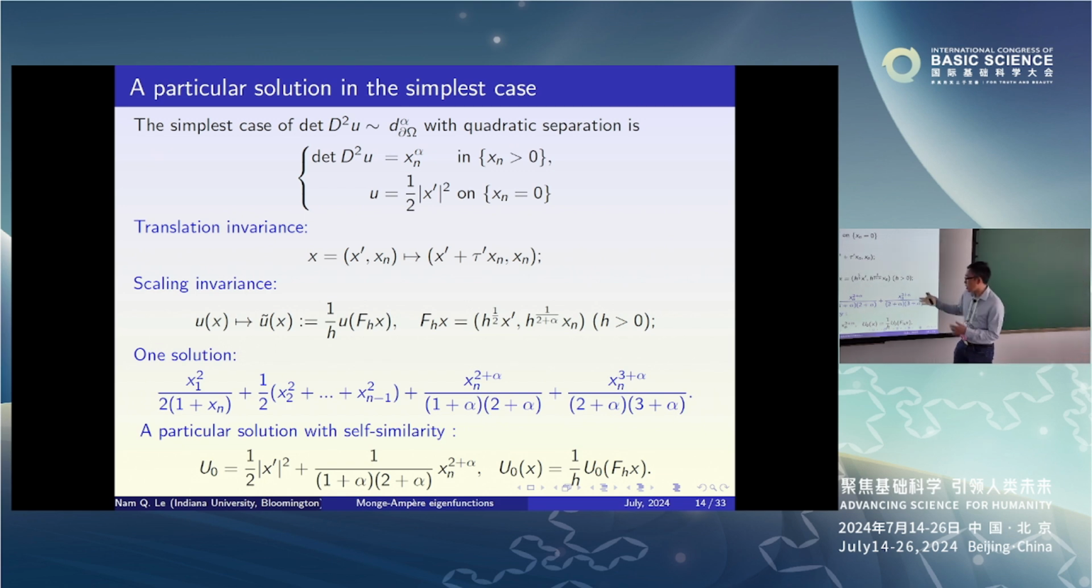There's one solution that is very helpful to us, and it will be helpful in many problems: this solution is self-invariant, or self-similar, because if you rescale this way, you get back the original function. And so this function will play an important role in our analysis later on.